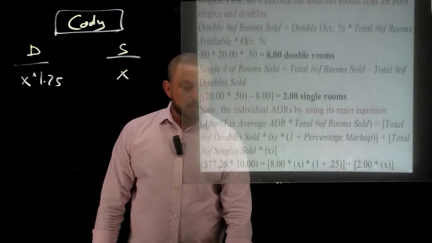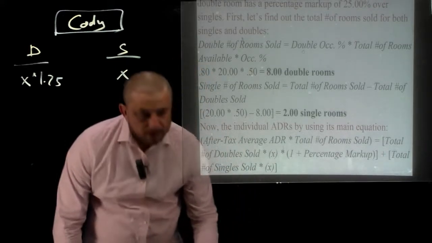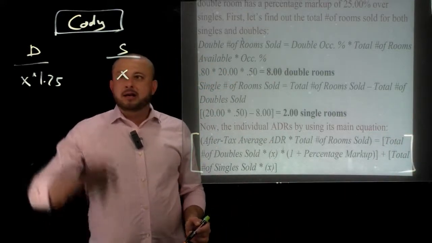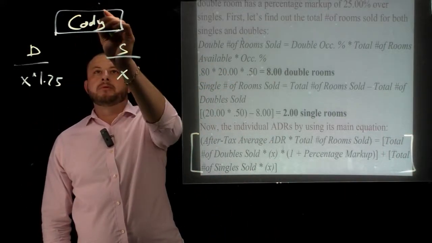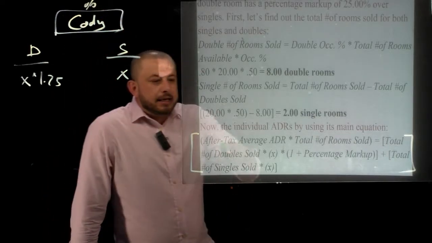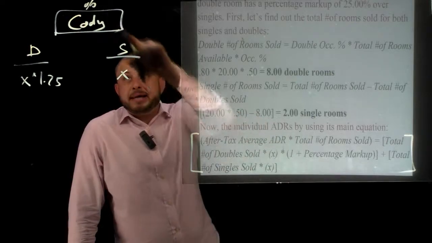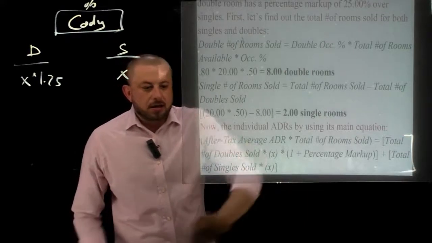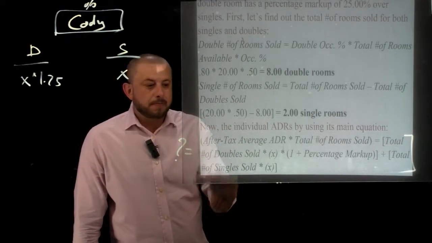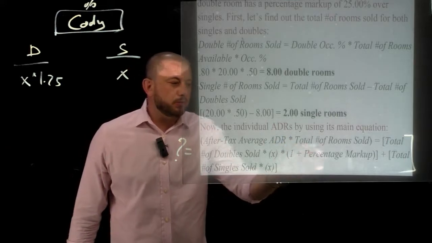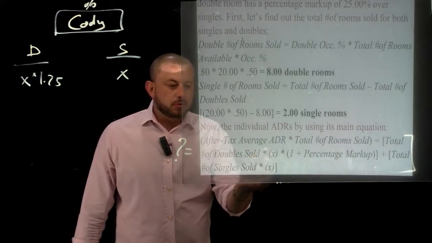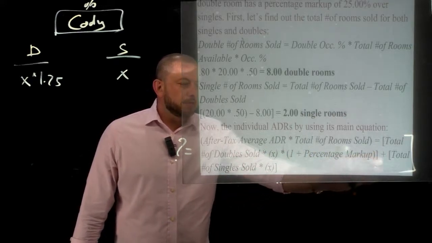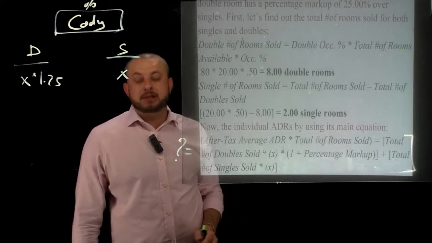And show you my main equation, guys. In order for me to find the individual ADRs based on a percentage, I have to use this equation in brackets, okay? So, question mark is equal to after-tax average ADR multiplied by total number of rooms sold is equal to total number of doubles sold multiplied by X multiplied by 1 plus percentage markup, plus total number of singles sold multiplied by X.